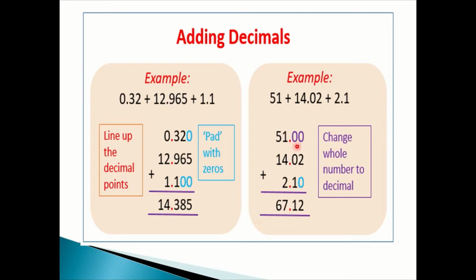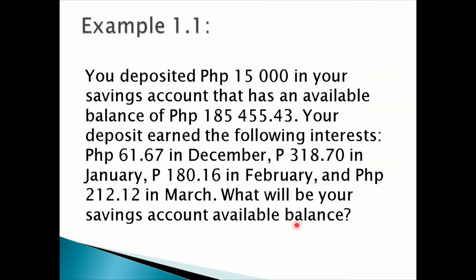We write first 51.00 followed by 14.02 and by 2.1. And we pad the 0 here with our 2.1. And as you can see there, we aligned our decimal points as always. Then we are ready to add. 0 plus 2 plus 0, that is equal to 2. 0 plus 0 plus 1, that's equal to 1. 1 plus 4 plus 2 is equal to 7. 5 plus 1 is equal to 6. Therefore, the answer here is 67.12.